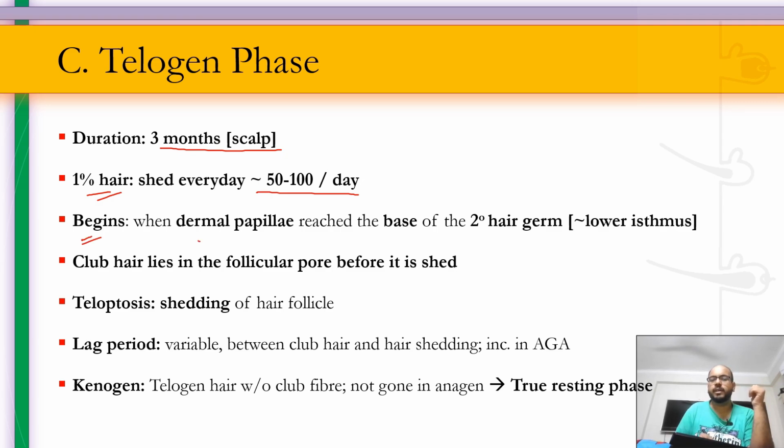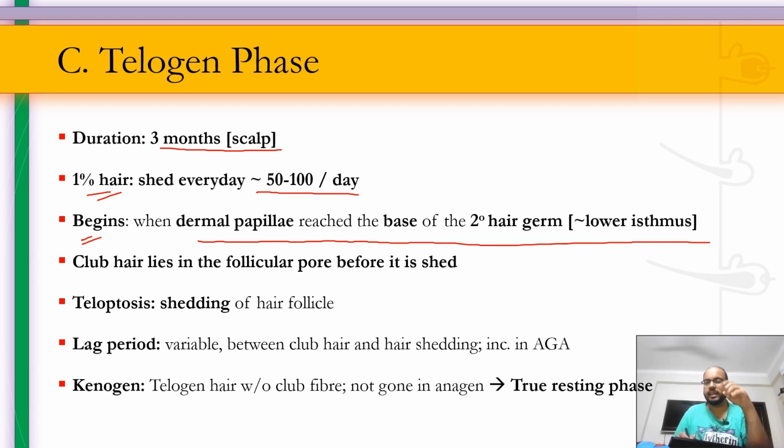It begins when the dermal papilla has reached the base of the secondary hair germ at the level of lower isthmus. Remember, in club hair, we ended the catagen phase when the dermal papilla has reached the level of lower isthmus or the bulge region.